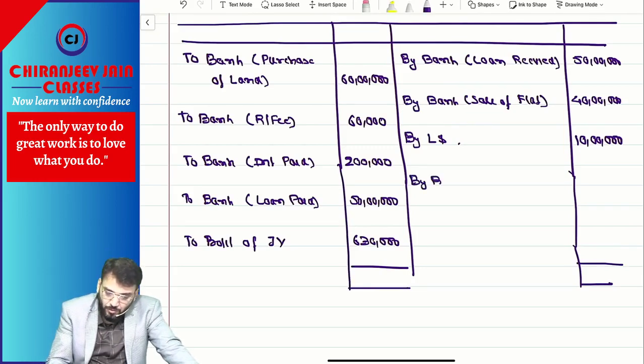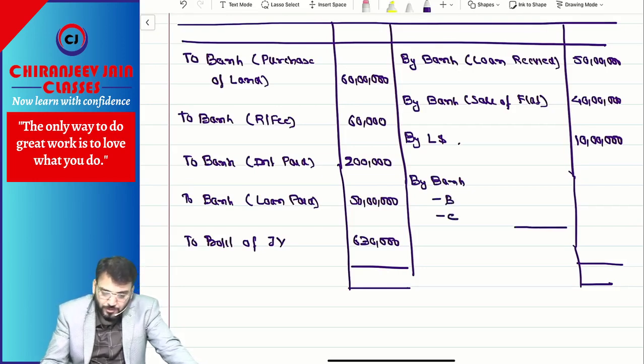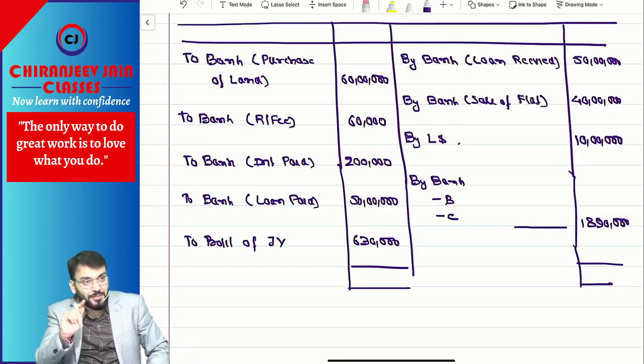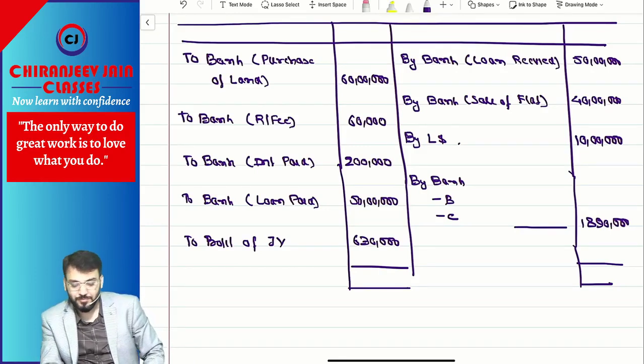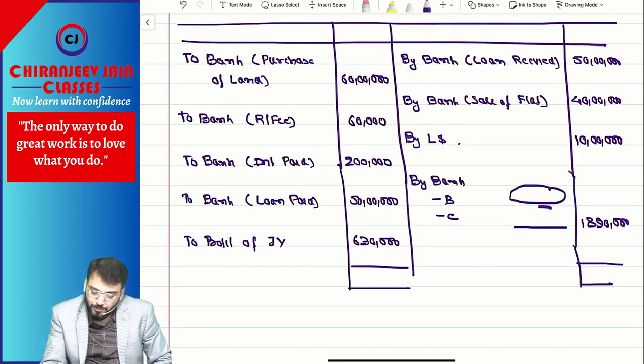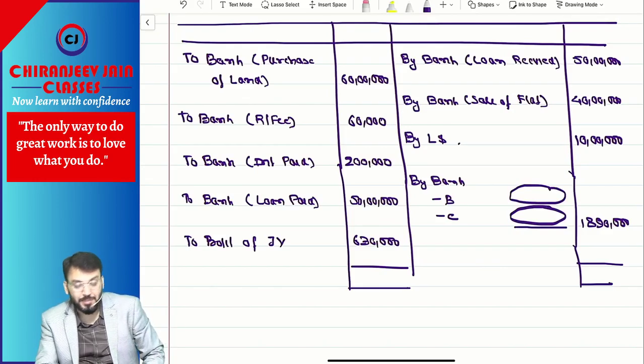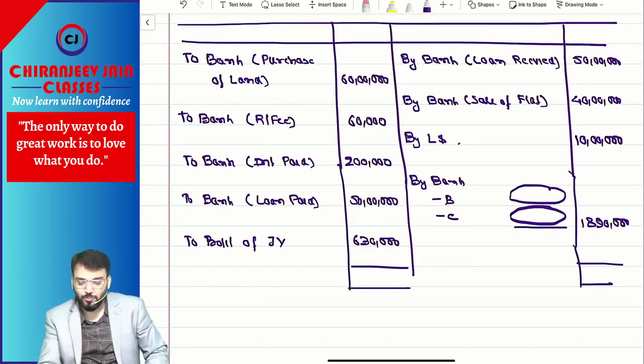So can you see, it means this amount will be received from B and C. Total amount is how much? 12 lakh 60. 18 lakh? That is correct. 18 lakh 90,000. But we don't know how much from B, how much from C. For that we need to prepare the joint venture account in their books also. So we will understand this from B's books and C's books. Understood? But this amount is receivable from whom? B and C. Have you understood this point?